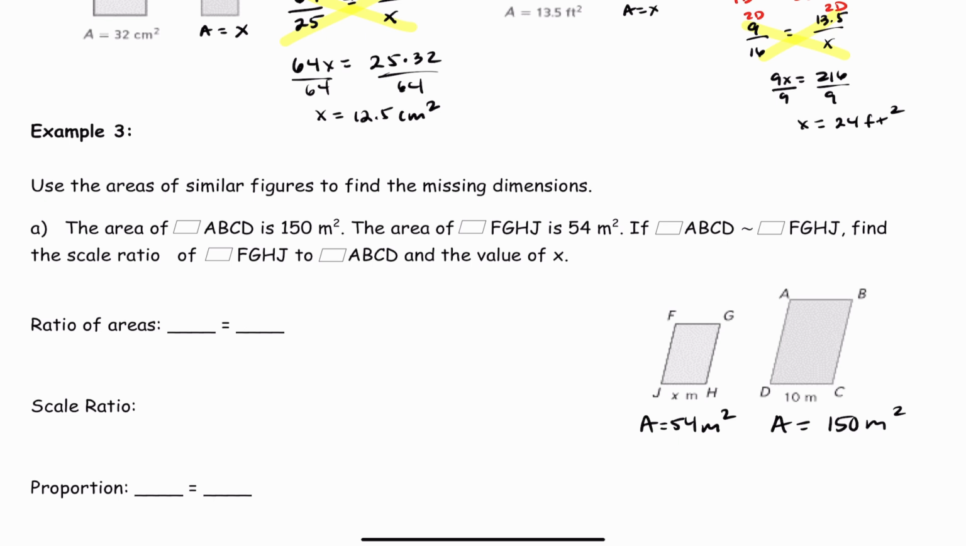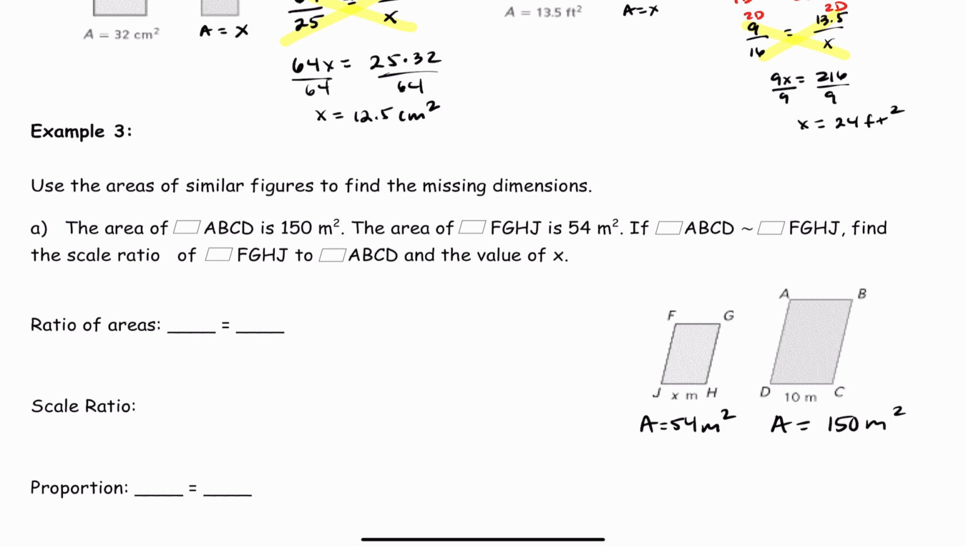Now, if these two parallelograms are similar, find the scale ratio of parallelogram FGHJ to parallelogram ABCD and the value of x. Okay? So here's the thing. Let me ask you. Right off the bat, can I figure out the scale ratio between these two figures? Yes or no?